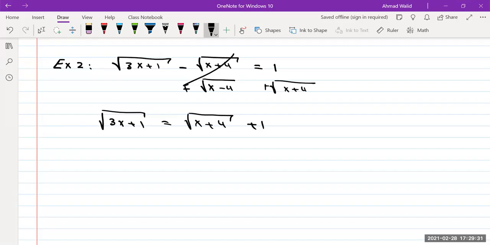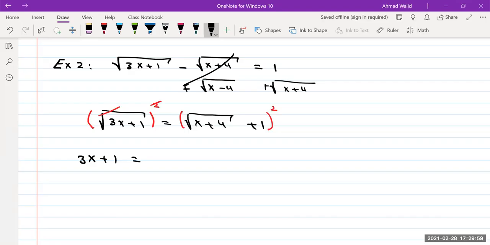Now, second step, square both sides, because your index is 2. Correct? These two cancel out. Then 3x plus 1 equals... oh, the problem is on the right side, correct?